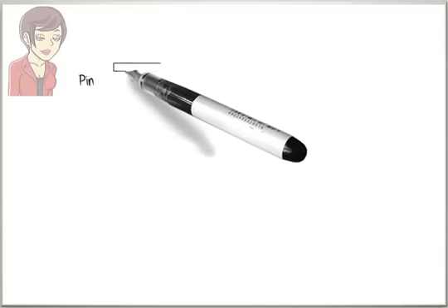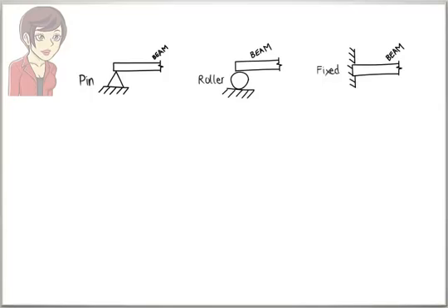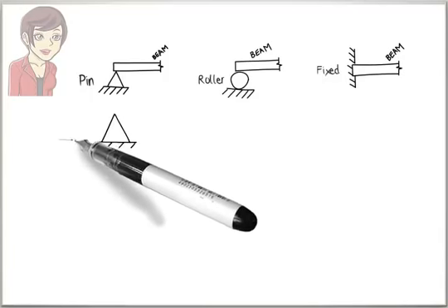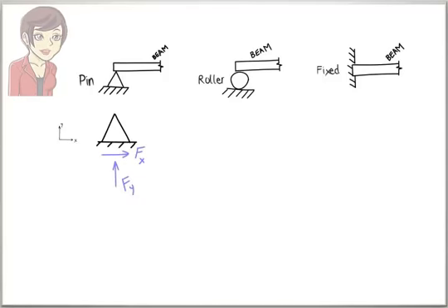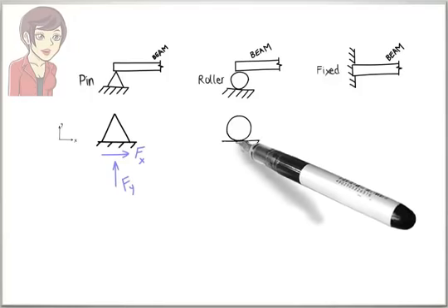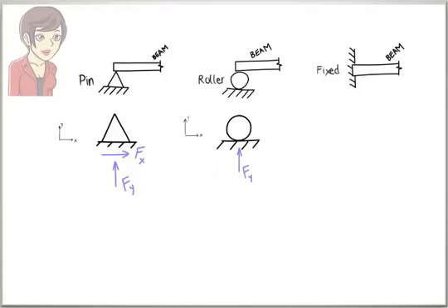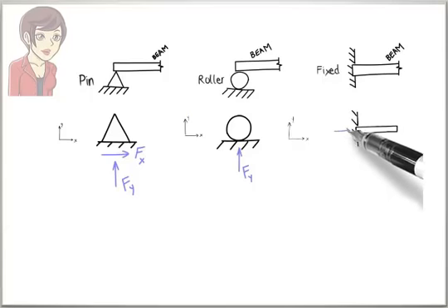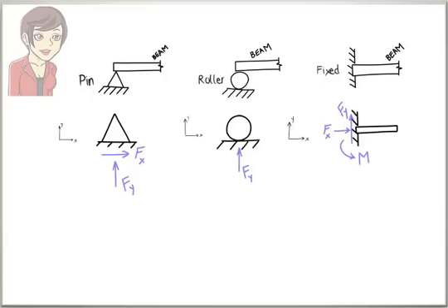The three most common support types are pin, roller, and fixed supports. There are two reaction forces associated with a pin support, a force in the x direction and one in the y direction. A roller support provides one reaction force only. Here, the force is perpendicular to the support surface. A fixed support has three reactions, a force in the x direction, a force in the y direction, and a bending moment about the z-axis.